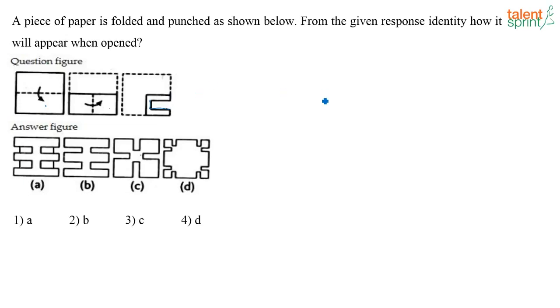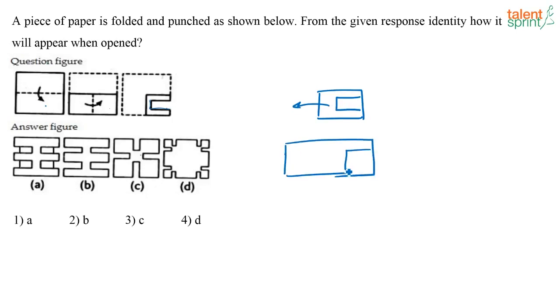So here this is the last step, right, and I have made a cut like this. How will I open it up in the next step? I have to open it like this, right? So I will have something like this. If I have made a cut here when it is folded, then that cut will come here also when I open it, correct? This cut will be there here also.